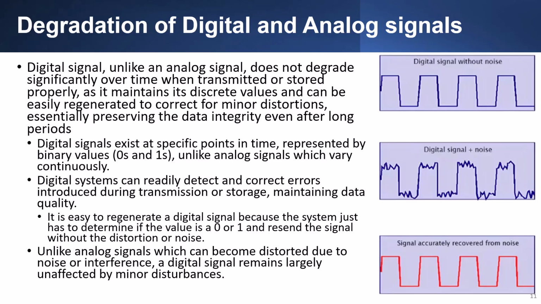It is easy to regenerate a digital signal because the system just has to determine if the value is a 0 or 1 and resend the signal without the distortion or noise. Unlike analog signals, which can become distorted due to noise or interference, a digital signal remains largely unaffected by minor disturbances.